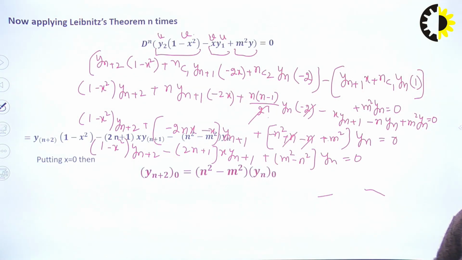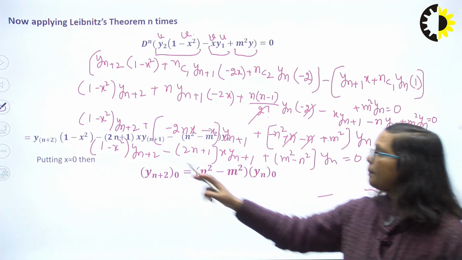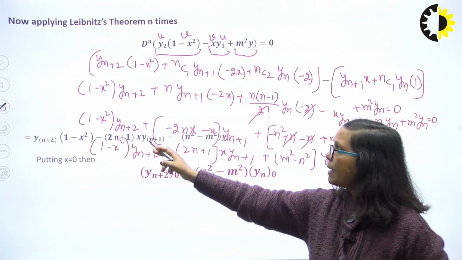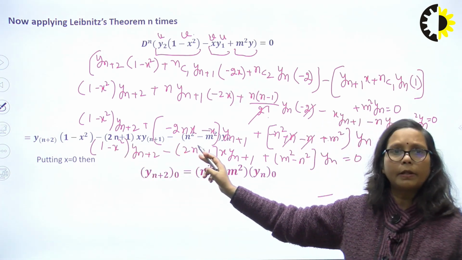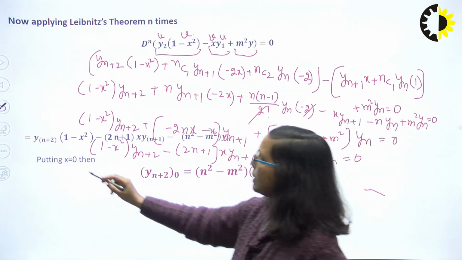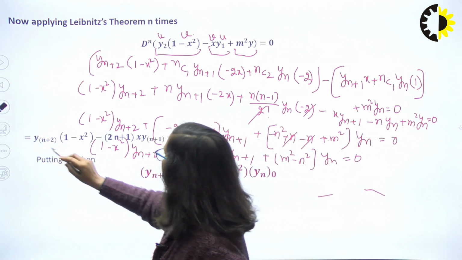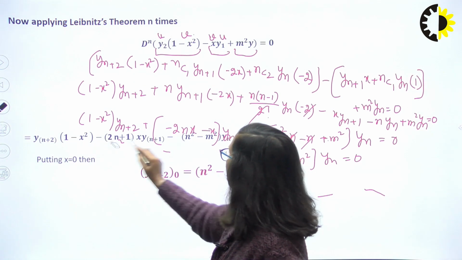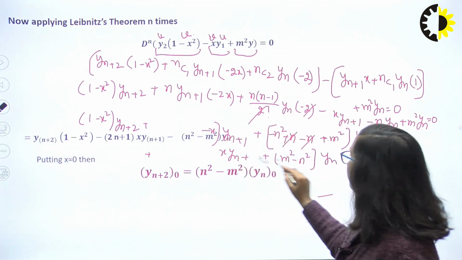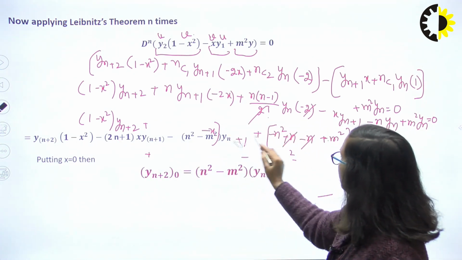So look at the last result, we are getting the same: yn plus 2 into 1 minus x square minus 2n plus 1 x into yn plus 1 plus m square minus n square yn equal to 0. We erase it. Yeah, this is the result.